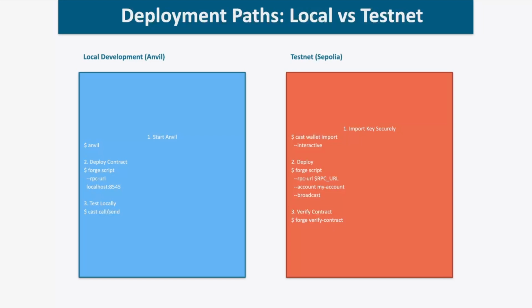Testnet testing is more realistic. It's a real blockchain, but costs testnet ETH, which is free to get from faucets. Always test locally first, then testnet, then mainnet.